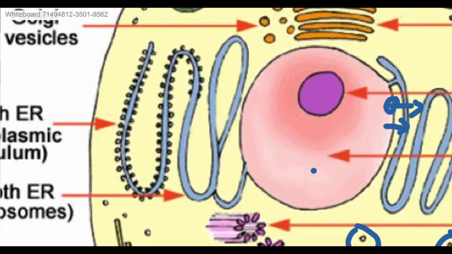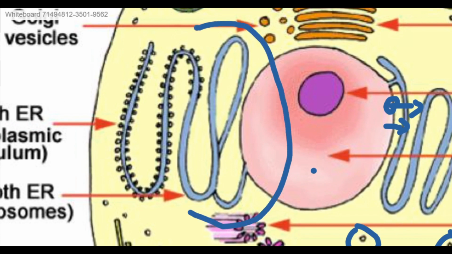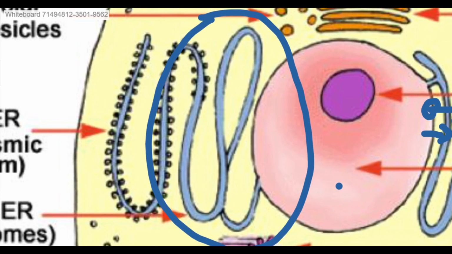right beside the rough endoplasmic reticulum is the smooth endoplasmic reticulum. And the reason it's smooth is because it has no ribosomes. You can see that it's really smooth and it does not have any ribosomes on it. So what the smooth endoplasmic reticulum does is it's a factory for steroids, lipids, and hormones.